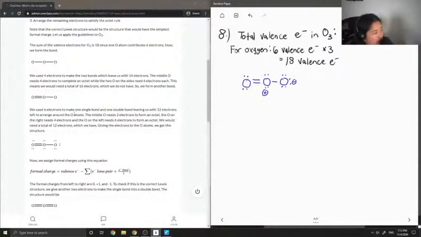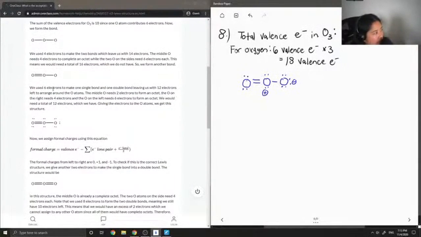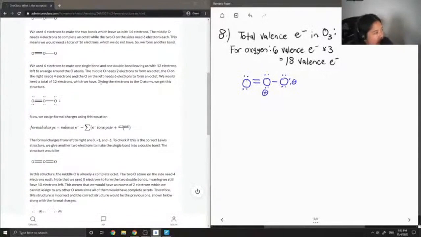So we form another bond. We use 6 electrons to make one single bond and one double bond, leaving us with 12 electrons left to arrange around the oxygen atoms. The middle oxygen needs 2 electrons to form an octet. The oxygen on the right needs 4 electrons, and the oxygen on the left needs 6 electrons to form an octet. I think they mean on the right for this part. We would need a total of 12 electrons, which we have.